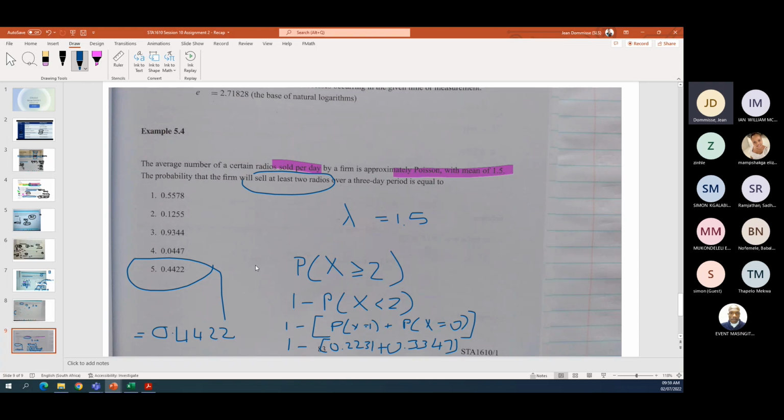Basically, if you look at this, what I would have done to make it easier is to do a 1 minus. That is how I would have done this one, and not add all the rest.